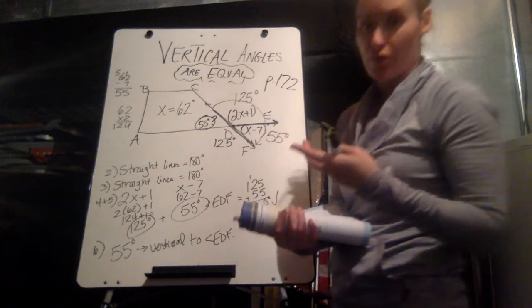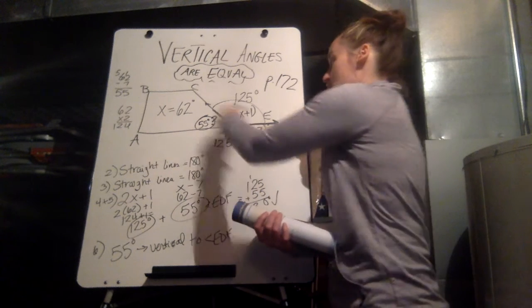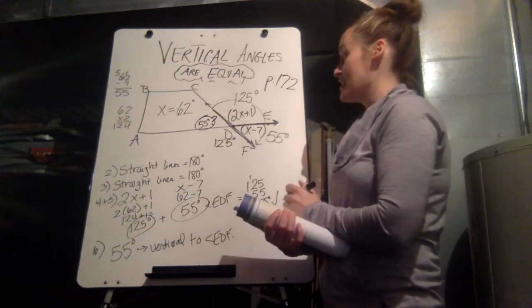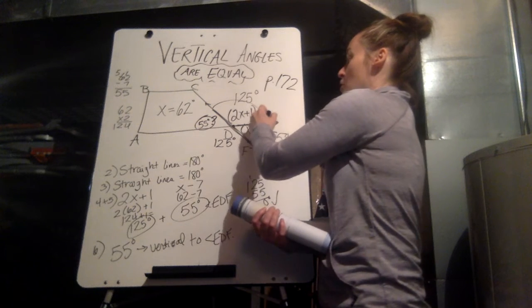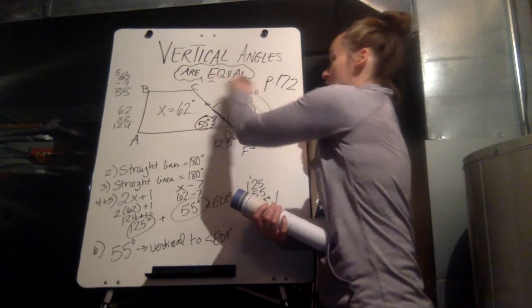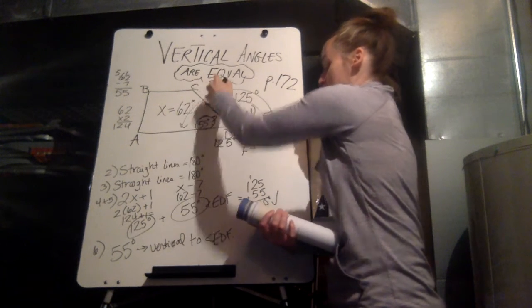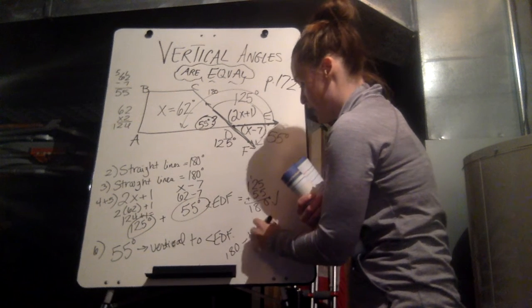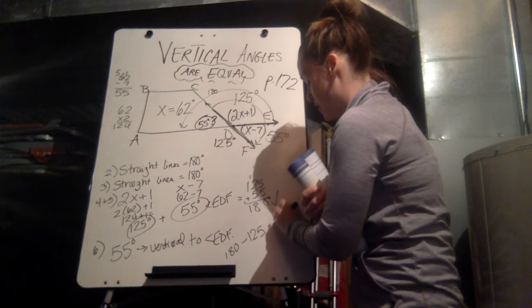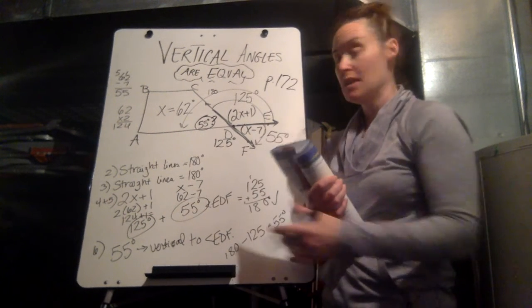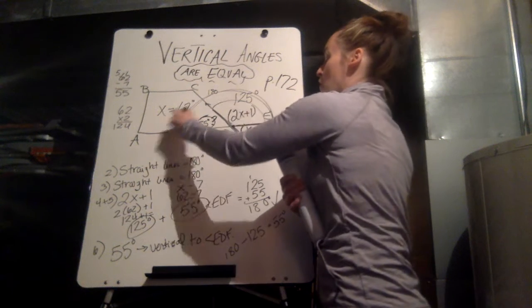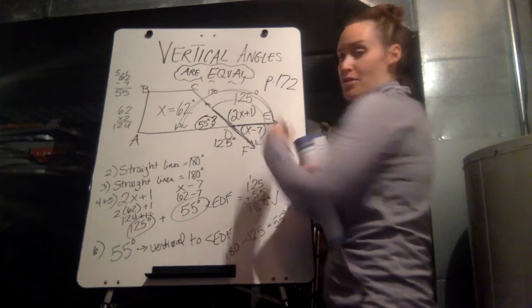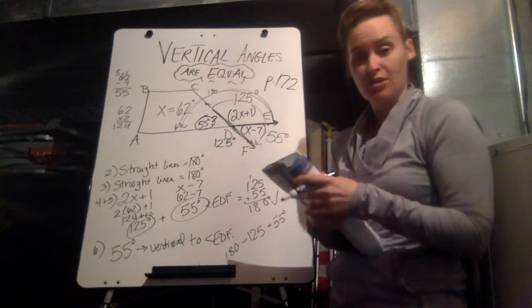Okay, so there's two ways you could do it. One, the easiest way is knowing that these are vertical. The second way is you could know that this on a straight line is 180, and we could have also done 180 minus 125, and that would have given us 55. So that's a good way to confirm that if this is a straight line and we know part of it, this other section is 55. So two ways to do it.